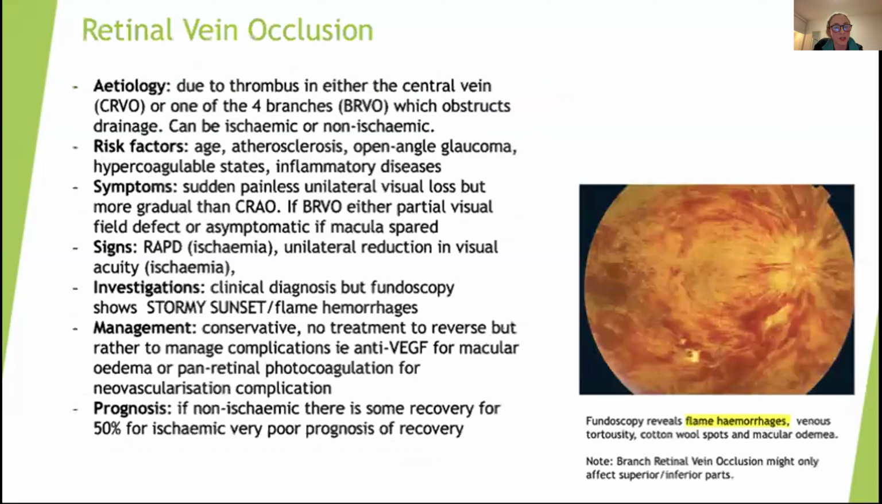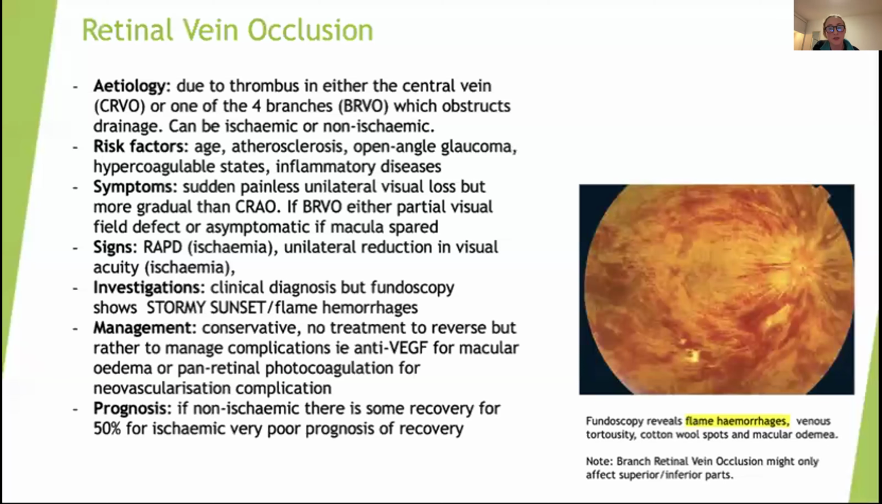But otherwise, we'll move on to retinal vein occlusion. So kind of similar, you've got a thrombus that's occluding either the central vein or one of the branches. And risk factors similar, but the main risk factor being age. And over 65, they've got a worse prognosis. But any hypercoagulable state or atherosclerosis. And the classical fundoscopy sign is these flame hemorrhages or stormy sunset.